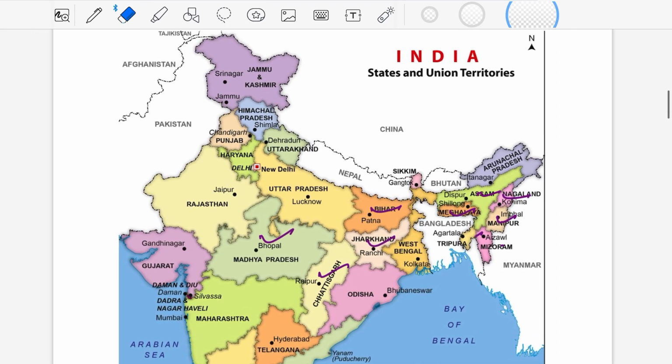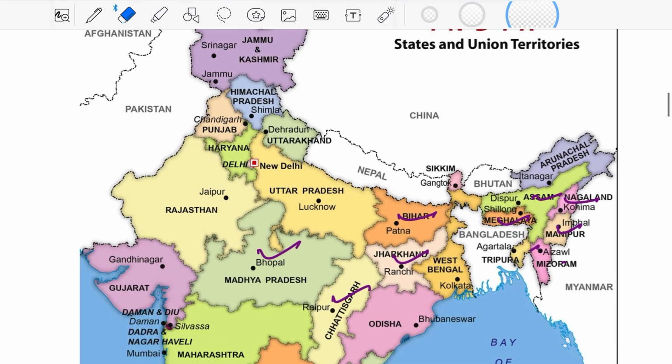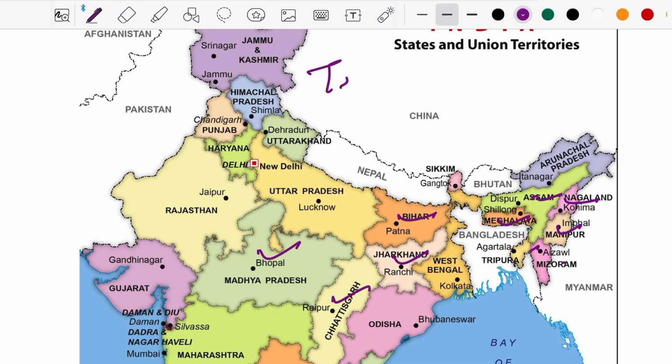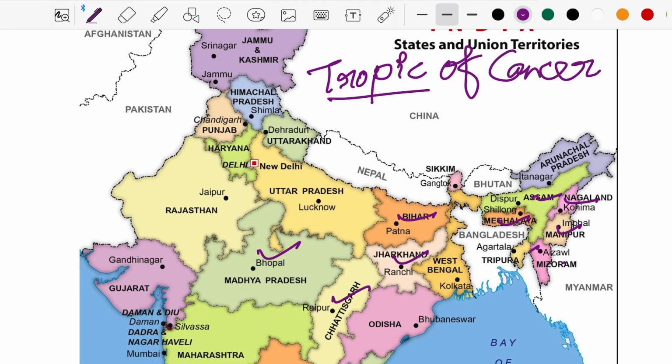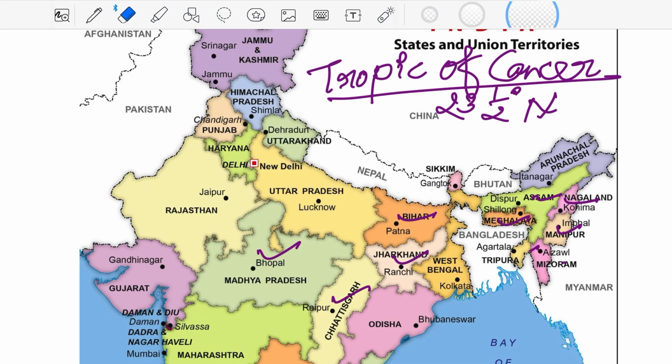Next, we'll try to understand the Tropic of Cancer. So this is the Tropic of Cancer, which we call 23.5 degree north. It is passing through India, and we will understand about the Tropic of Cancer, that is 23.5 degree.